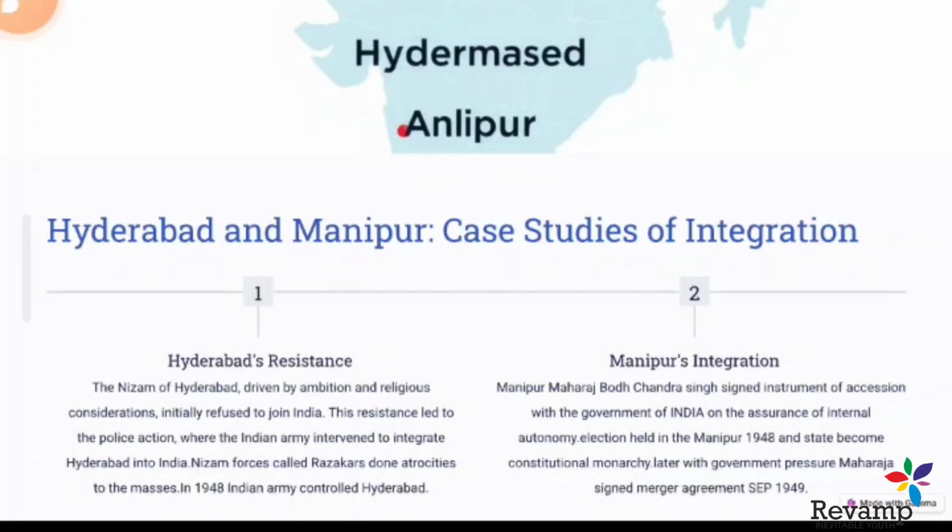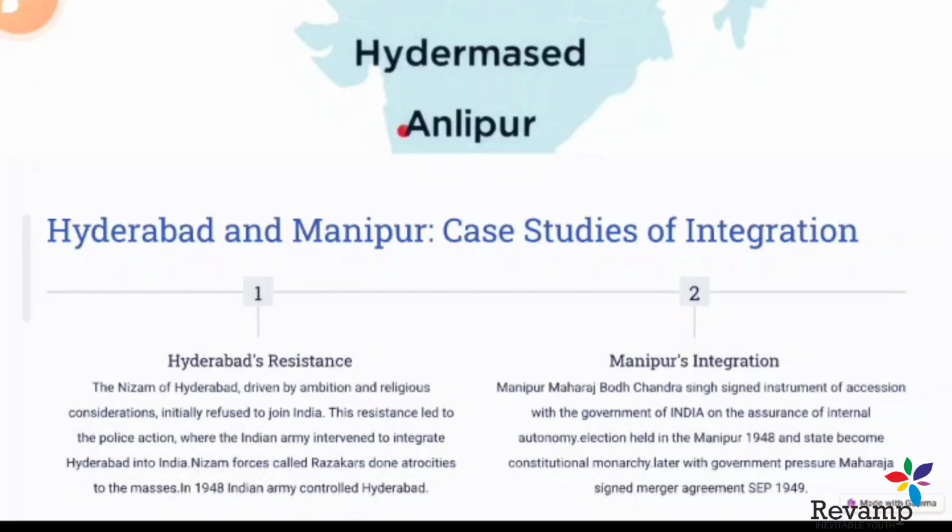A standstill agreement with India was signed in 1947, but he was not ready to integrate into the country. The merger was signed only when the Indian army took control of Hyderabad and the paramilitary forces of the Razakars were subdued. So this is how Hyderabad was integrated by the Indian army, and later merged into India.